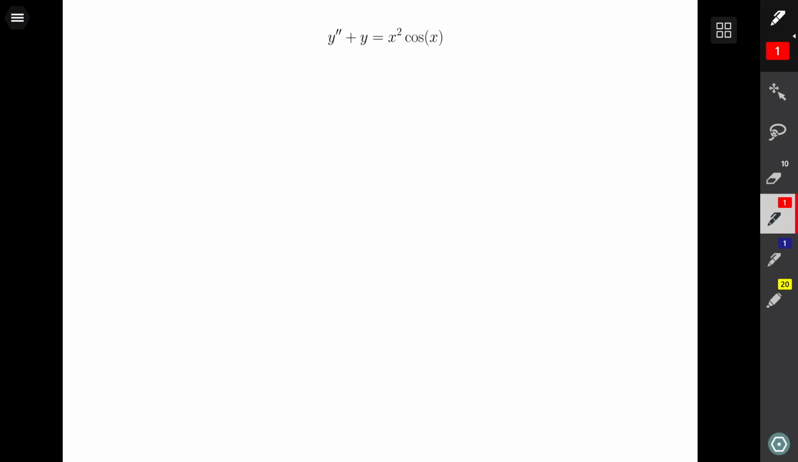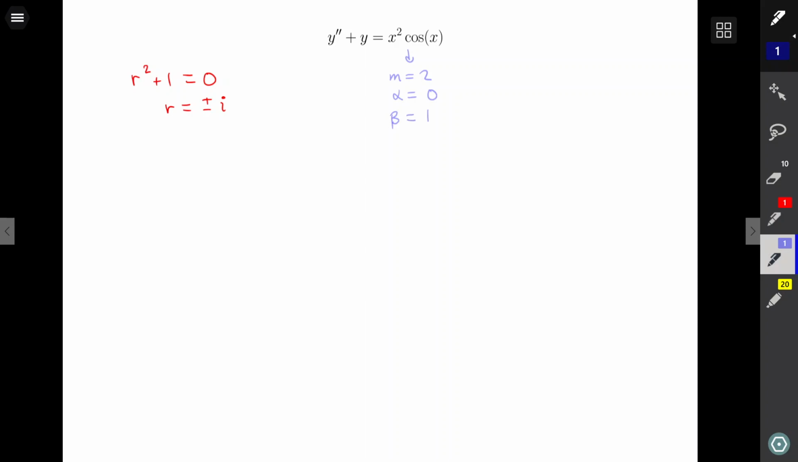Let's do the second example. So you have the auxiliary polynomial. The roots were plus or minus i. And then x squared cosine x. We had m was equal to 2. There's no exponential, so alpha was 0. And then beta was 1.